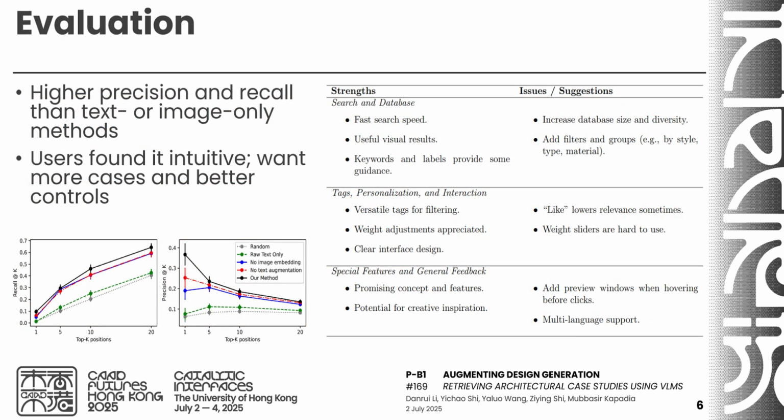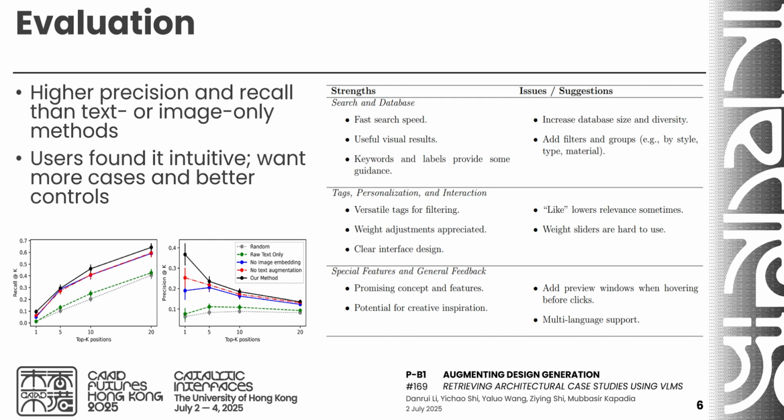How well does ArchSeek actually perform? In our evaluation, we tested 77 search queries, each linked to expert-labeled relevant cases. ArchSeek consistently outperformed both text-only and image-only methods in precision and recall. We also ran a user study with architecture students and professionals. Users praised the recommendation system for its responsiveness and loved the ability to tweak searches using image sliders.